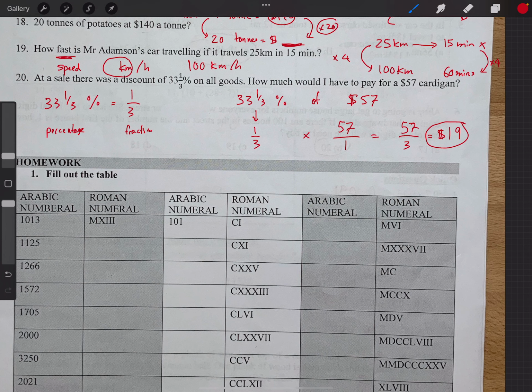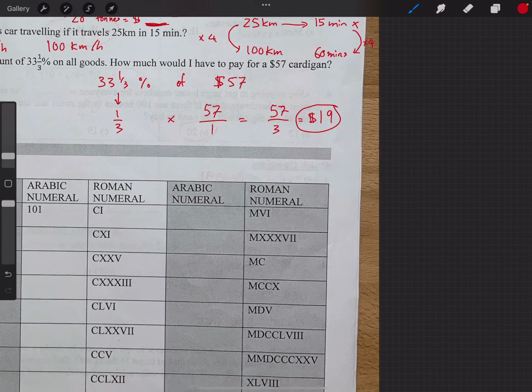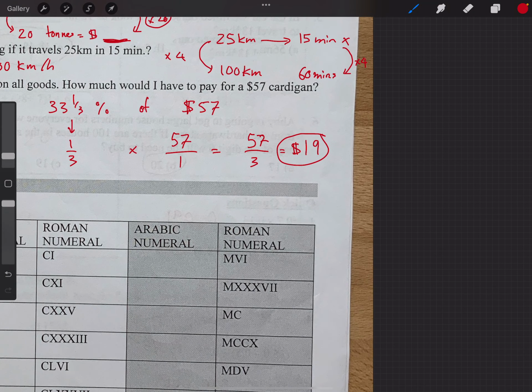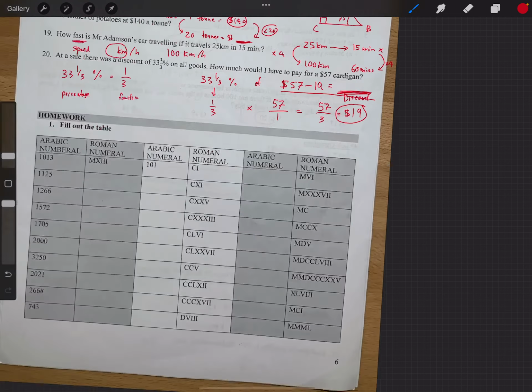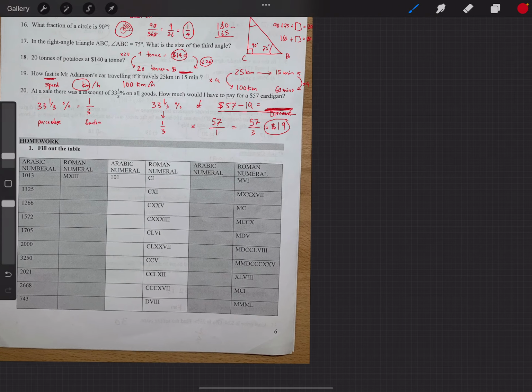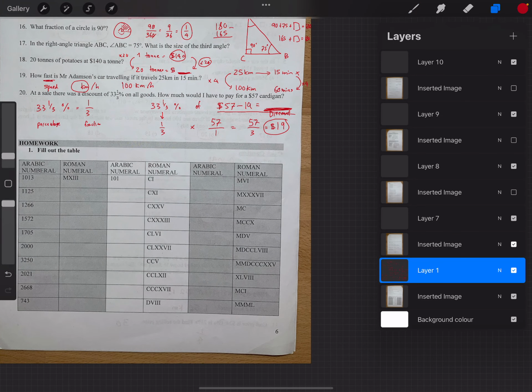Oh, hold on. At a sale, there was a discount. There's a discount of $19. So all we do is, we found this is the discount. So now we take $57, take away $19, and get the answer there. Alright. Roman numerals, you can do that on your own. Moving on to the next page.